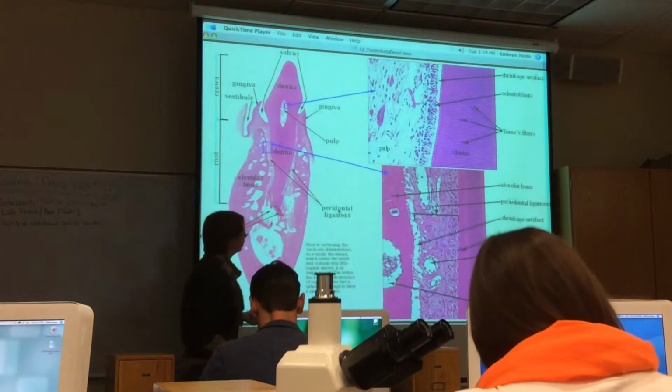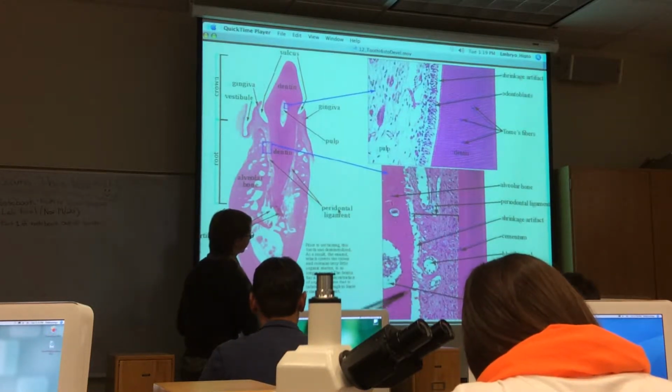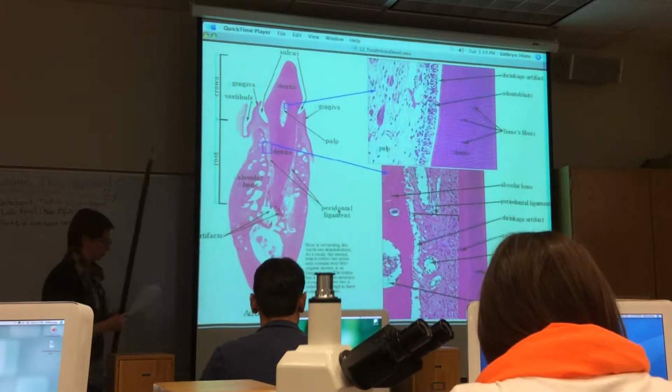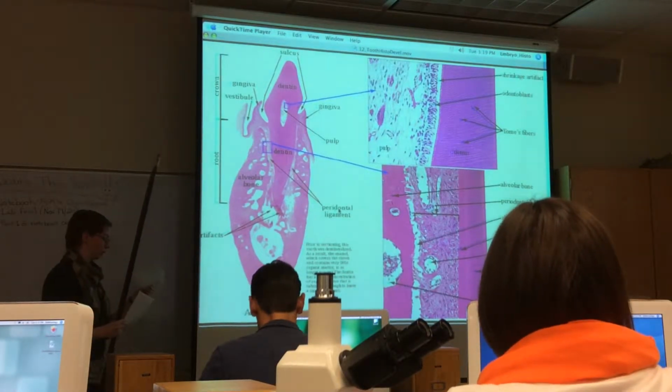In all these slides too, you can notice right here, there's an artifact running through them. It happens a lot in the teeth, so if you get that, it's just a random artifact.